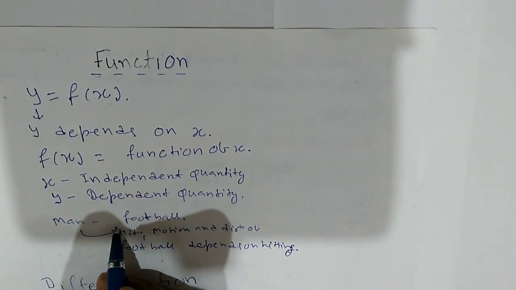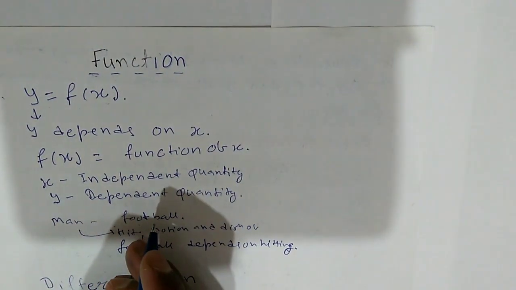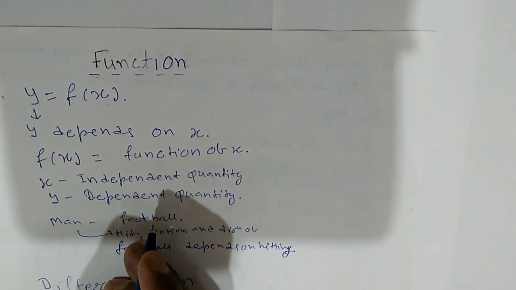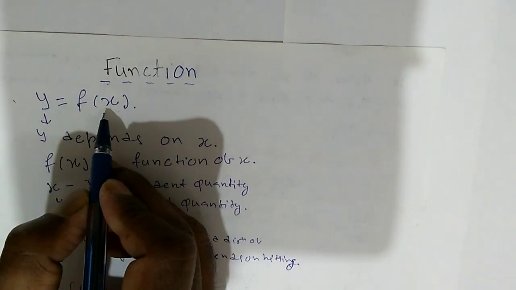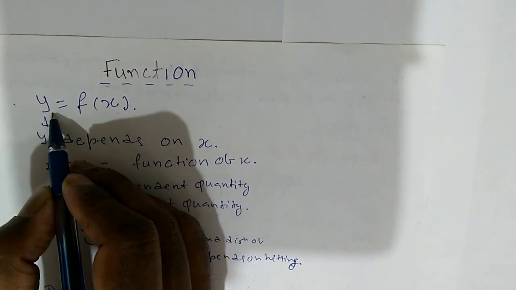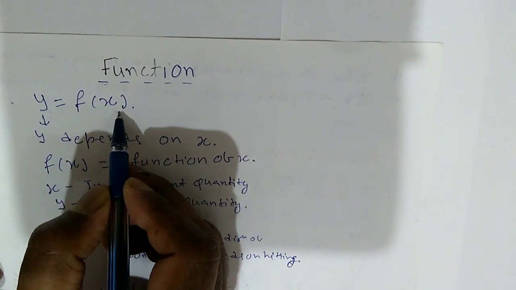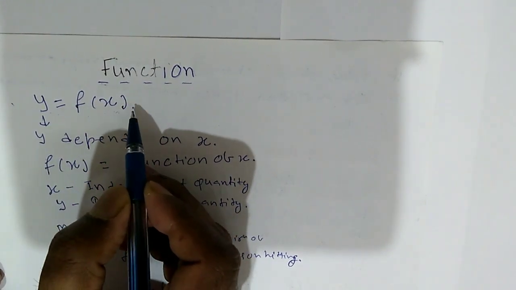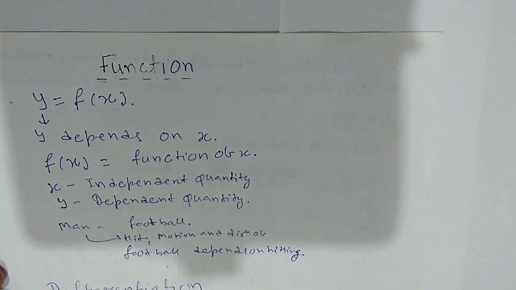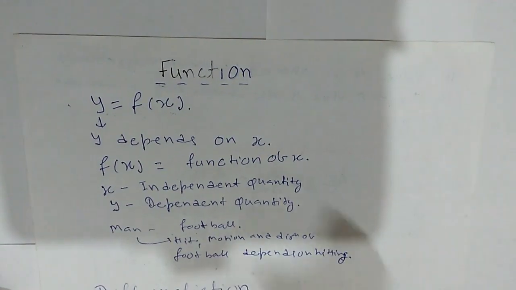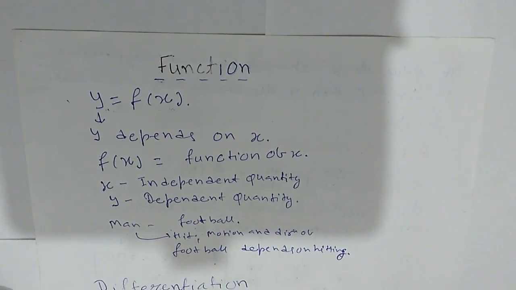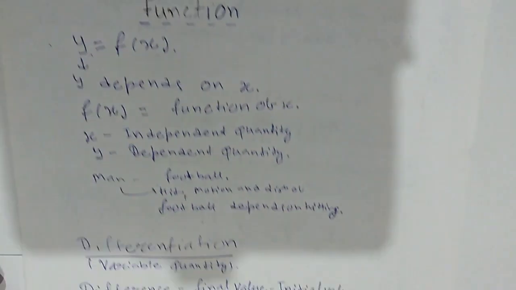Now again, in the case of the footballer, we don't know the direction of hitting the football. In the same way, in the case of x, we don't know how much the quantity changes or when it changes. So this one is dependent on x. Now this part is completed.